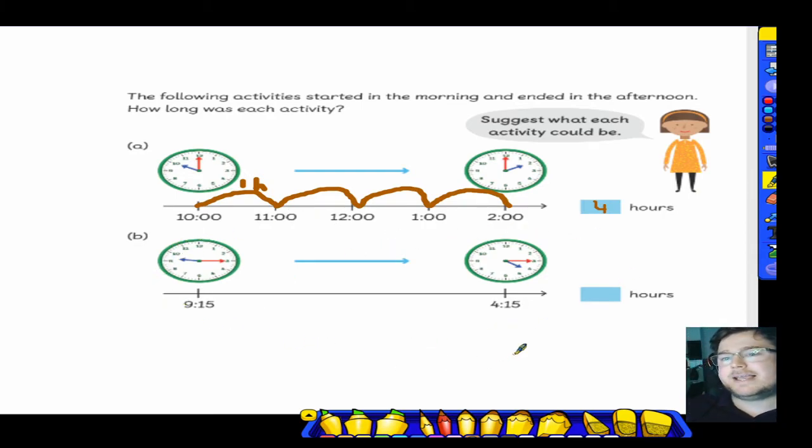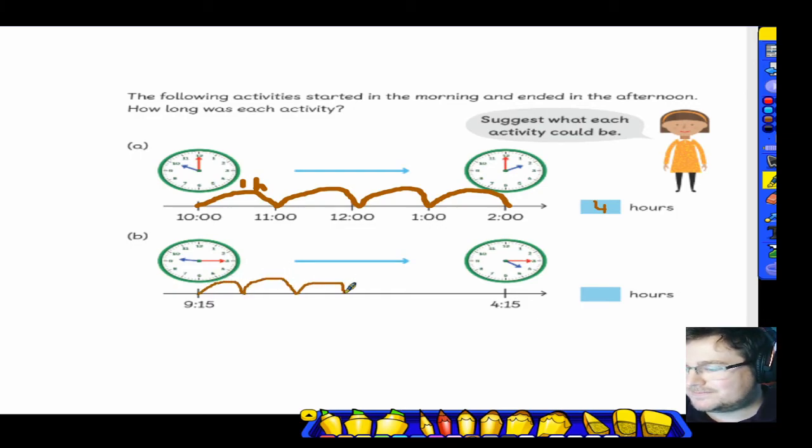I'm going to pause here. There we go. Pause. Brilliant, welcome back. Let's find out. 9:15, 10:15, 11:15, 12:15, 1:15, 2:15, 3:15, 4:15. How many hours was that? 1, 2, 3, 4, 5, 6, 7 was the correct answer.